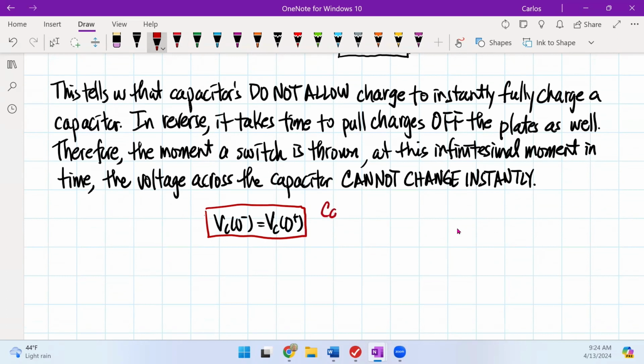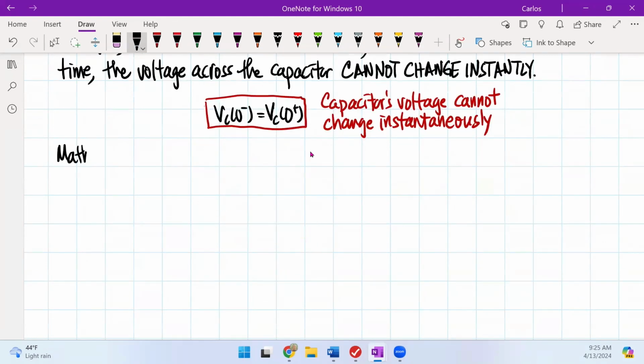In other words, a capacitor's voltage cannot change instantaneously. Mathematically, how does this play out?